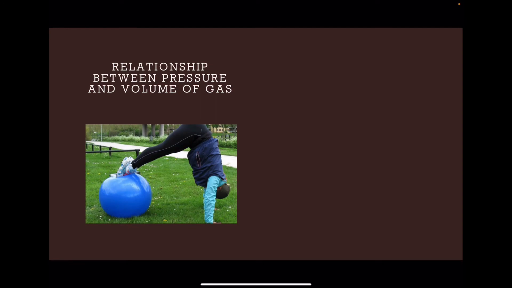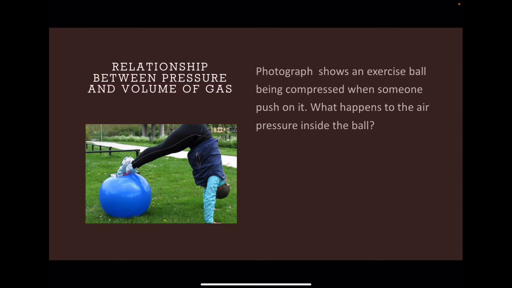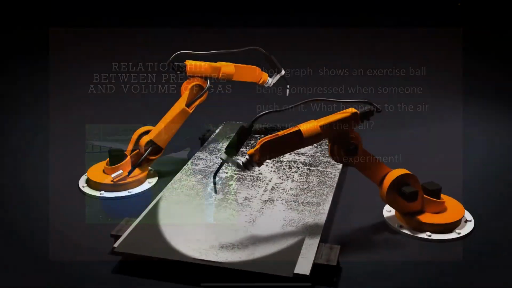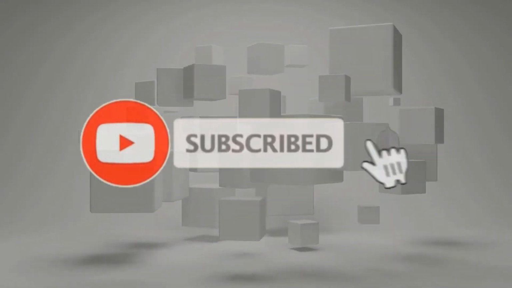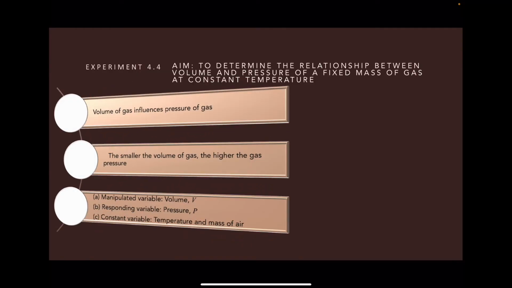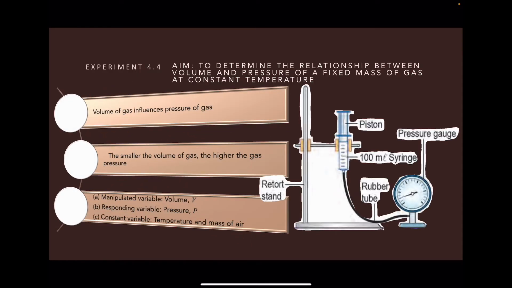Look at this diagram. So this is an exercise ball. The exercise ball is being compressed by this boy. What happens to the air pressure inside the ball? Let's carry out an experiment to explore and find out the relationship between pressure and volume of gas. Okay, the inference is volume of gas influences pressure of gas.